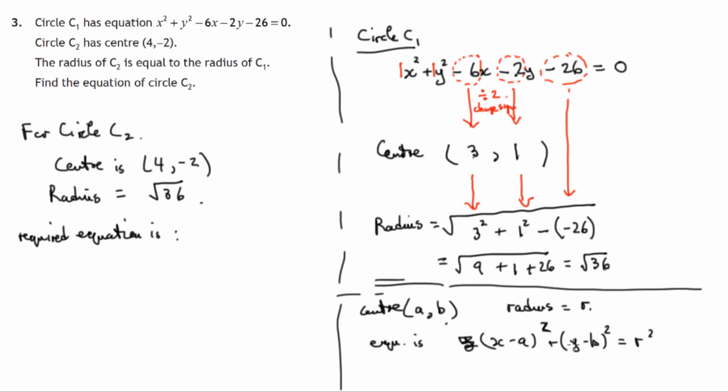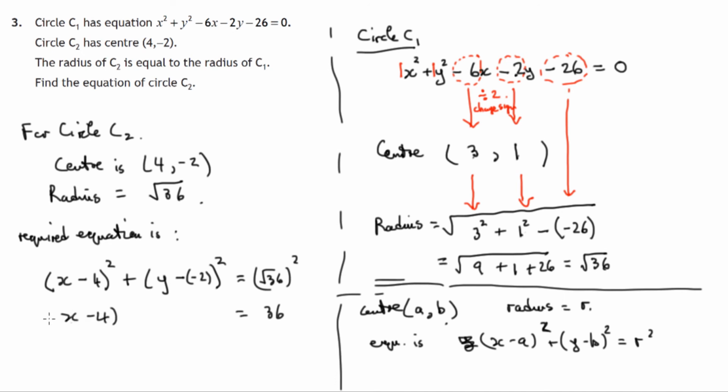and this is the pattern that we use, x minus a, which is the x coordinate of the centre, that's x minus 4 all squared, plus y minus b, that's the y coordinate of the centre, that's -2, let's just put that in, we know that's going to be +2, equals the radius squared. Well, that's the square root of 36 squared, which we know is 36. So we've got x minus 4 squared plus y plus 2 squared is equal to 36.